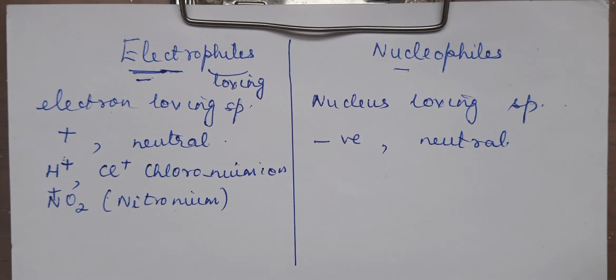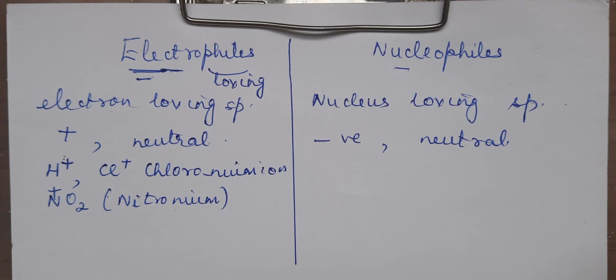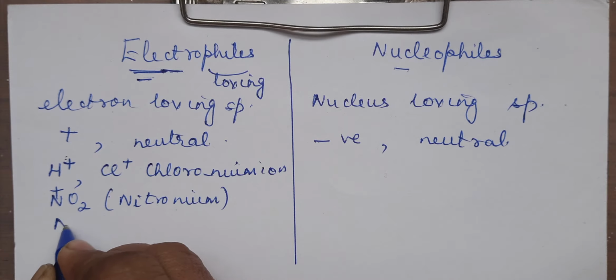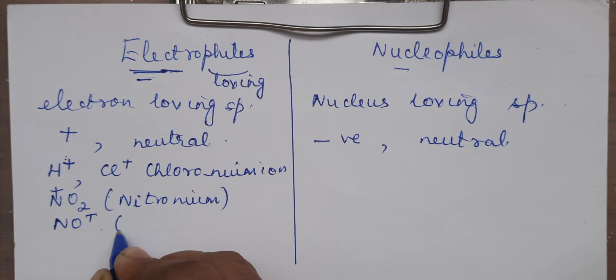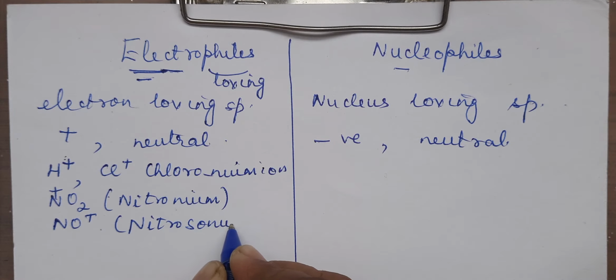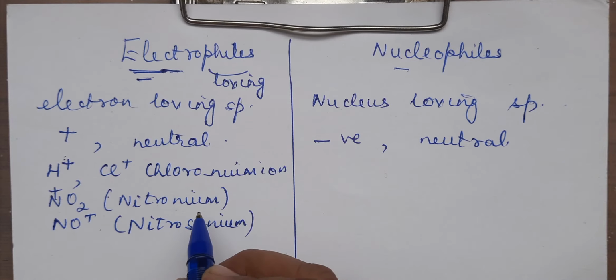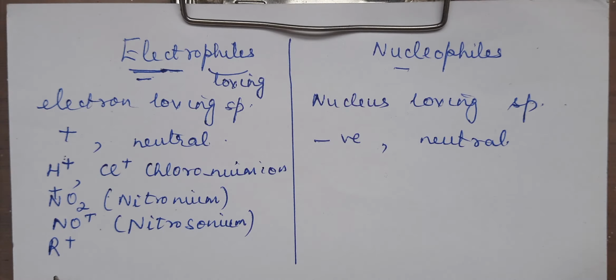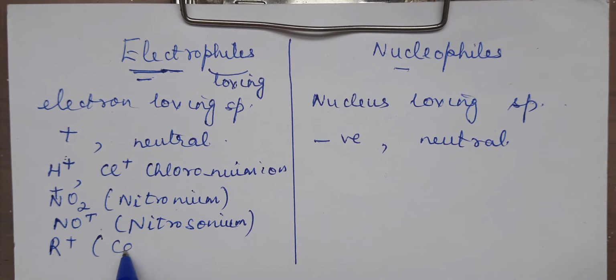So whatever I am teaching in the GOC part, I'm repeating again and again, please do it properly and maintain the notes. Then next you have NO plus. NO plus is the nitrosonium ion. These are all ions: nitrosonium ion, nitronium ion. And then you have R plus. R is an alkyl radical, and with the plus, this is called a carbocation. Carbon containing a positive ion. You can remember like this.